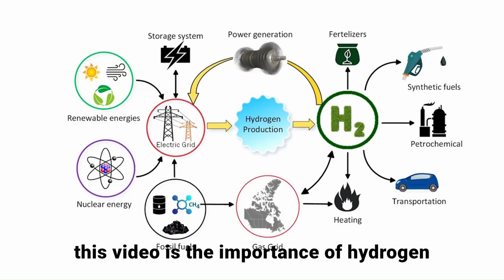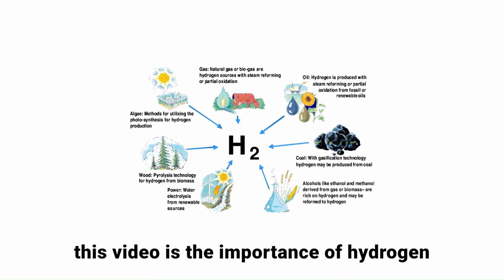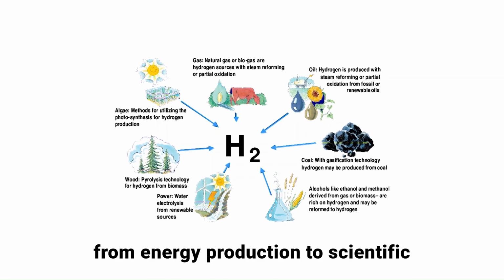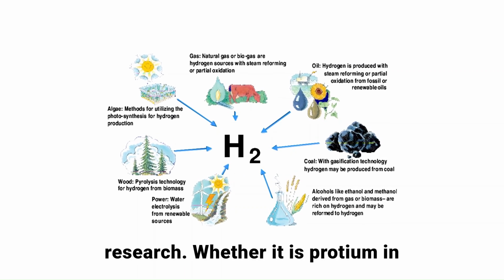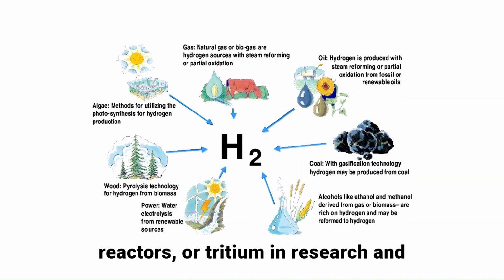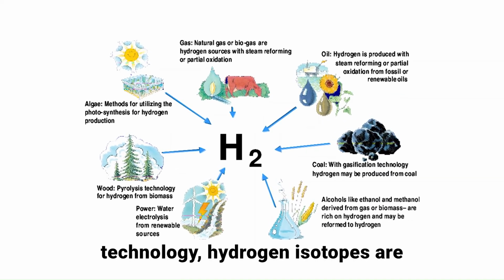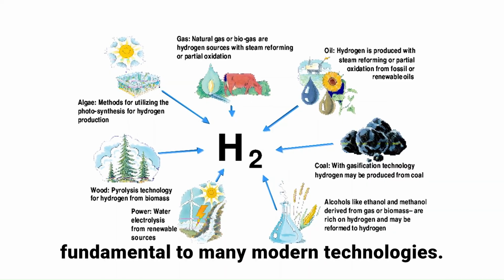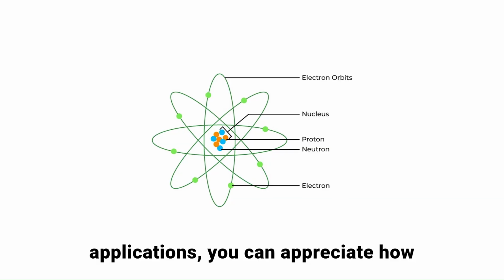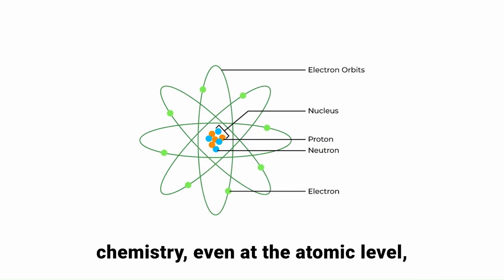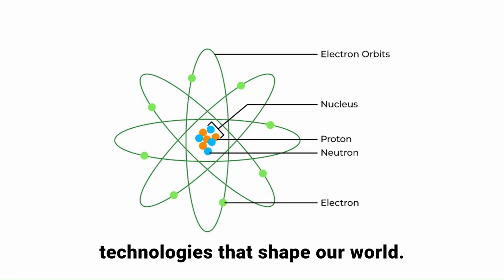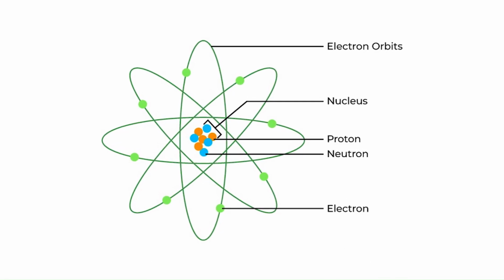One key takeaway from this video is the importance of hydrogen and its isotopes in various industries, from energy production to scientific research. Whether it's protium in fuel cells, deuterium in nuclear reactors, or tritium in research and technology, hydrogen isotopes are fundamental to many modern technologies. By understanding their properties and applications, you can appreciate how chemistry, even at the atomic level, impacts our everyday lives and the technologies that shape our world.